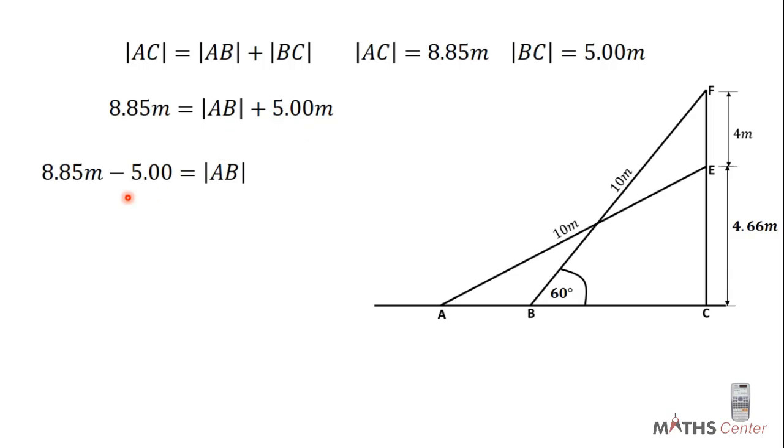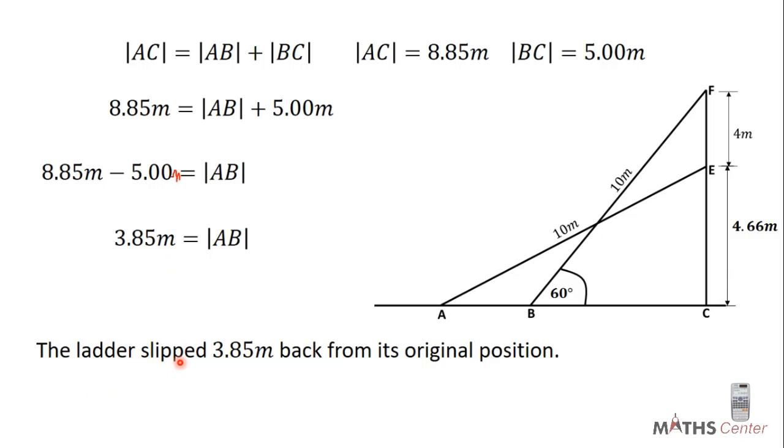So you simplify this, you have 8.85 meters minus 5.00 meters equal to AB. This is supposed to be in meters. So AB will give us 3.85 meters. So we can say that the ladder slipped 3.85 meters back from its original position.